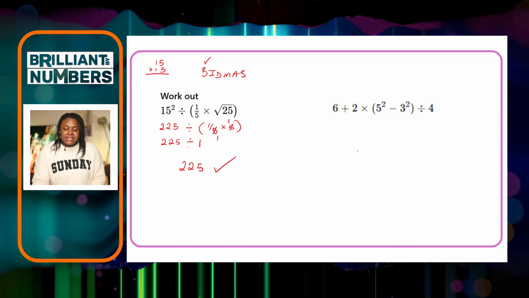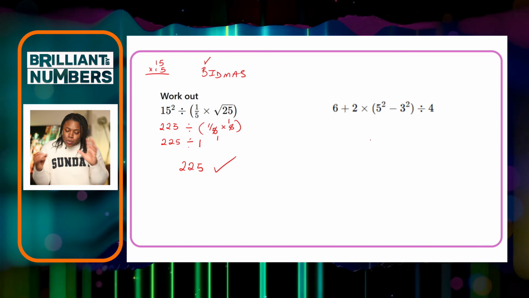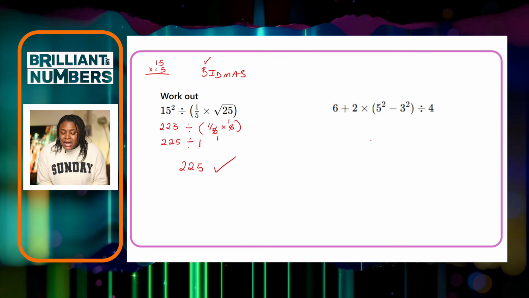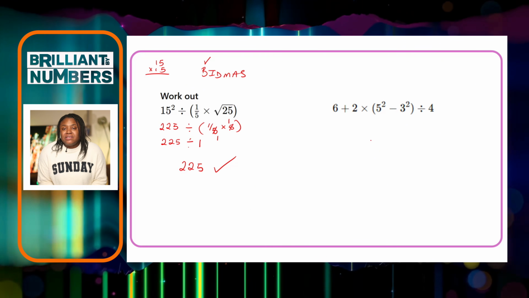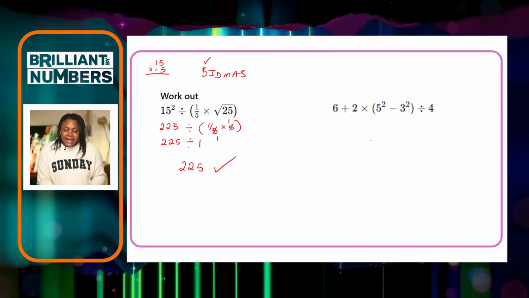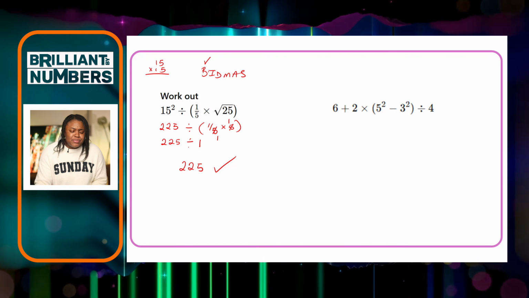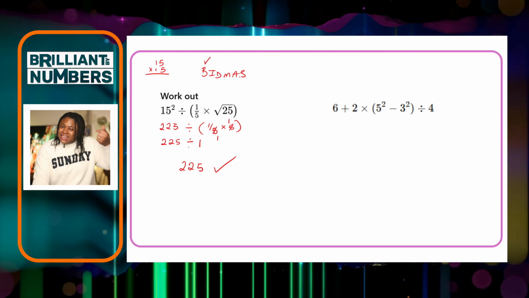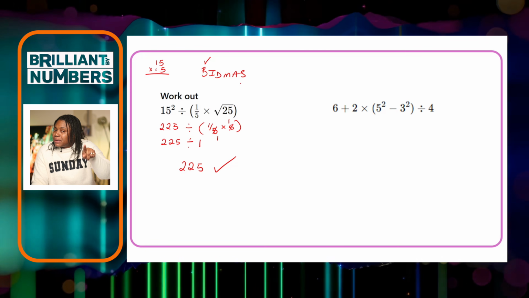Over to the other one. 6 plus 2 times by what's in my bracket, 5 squared minus 3 squared, and we're dividing all of that by 4. Again, same principle applied. Do I have brackets? Yes. But within the bracket, I still need to apply BIDMAS.